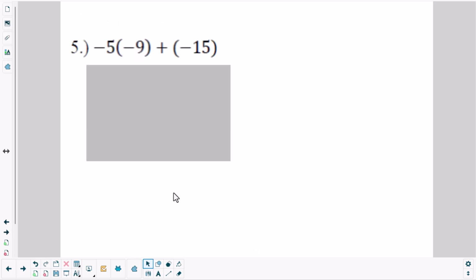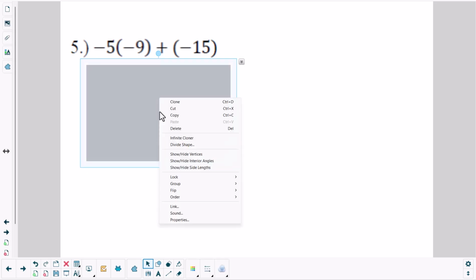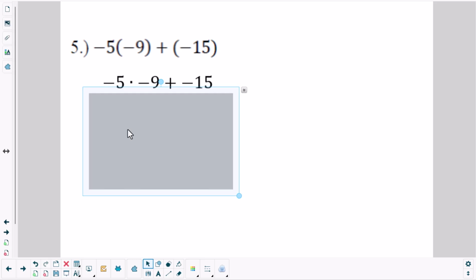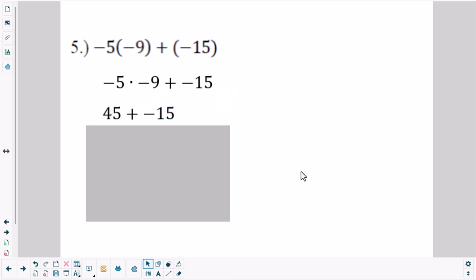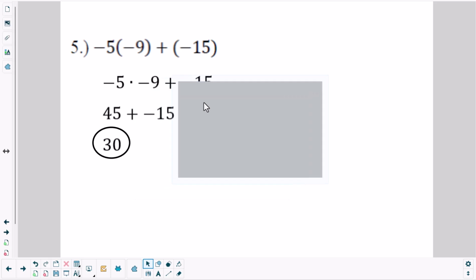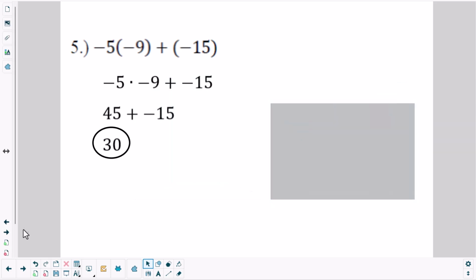Number 5. This is really similar to, I believe it was our first question. We have -5 times -9, which is going to get us +45. We have +45 -15. Since the signs are different, we'll subtract. 45 minus 15 is going to get us 30 for our solution.